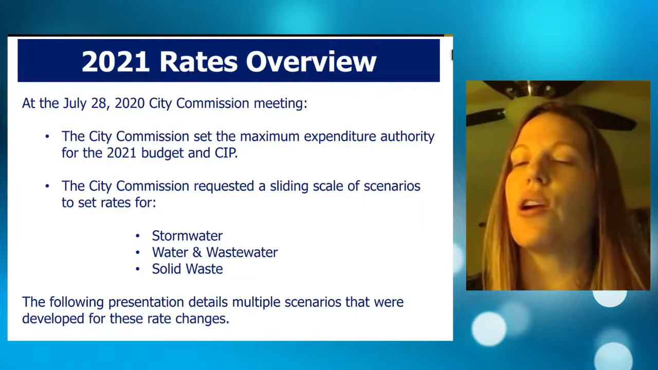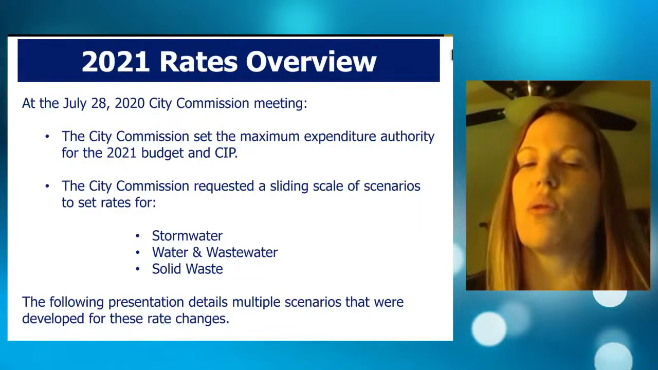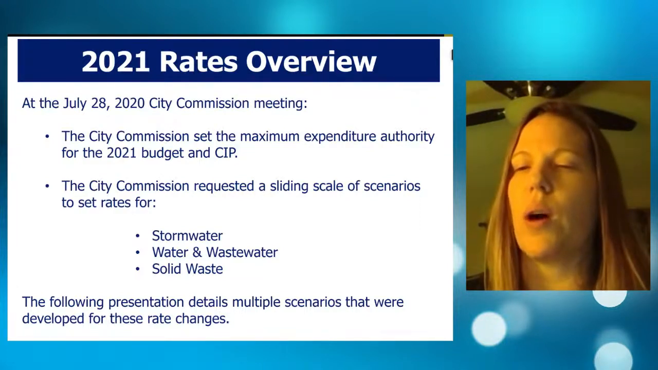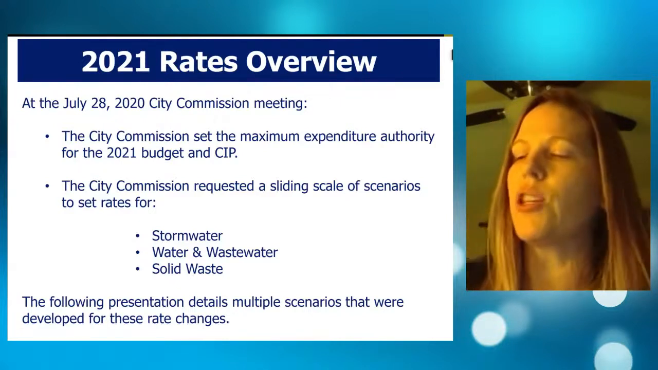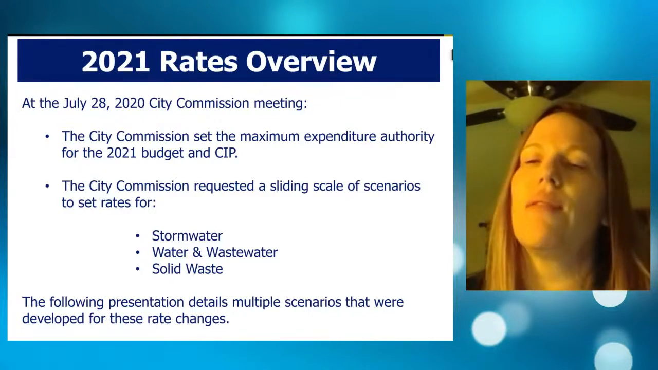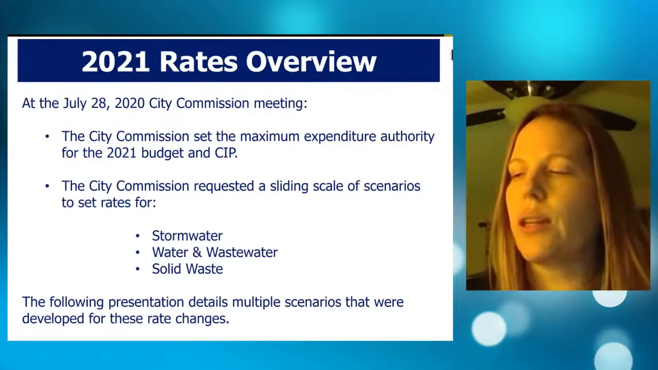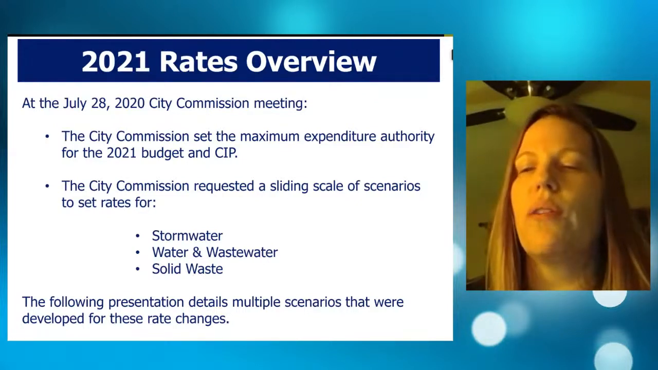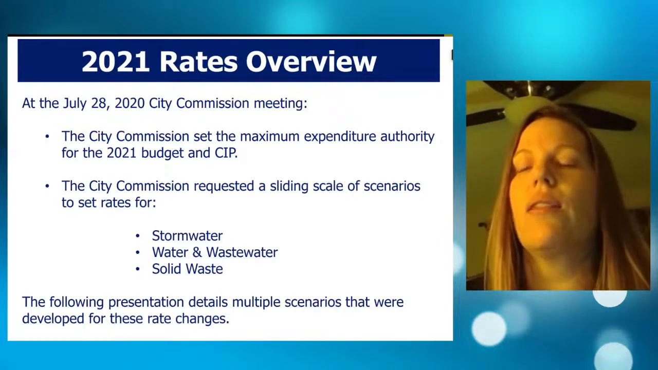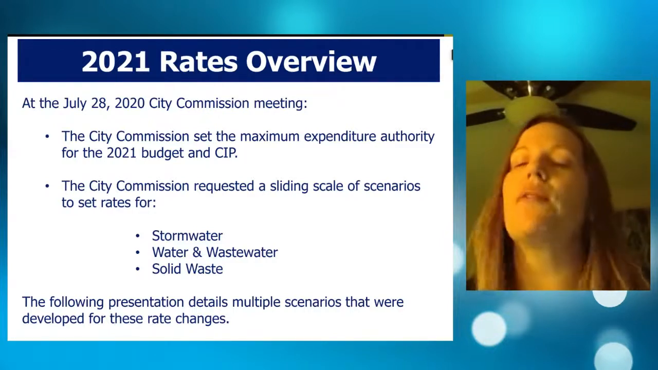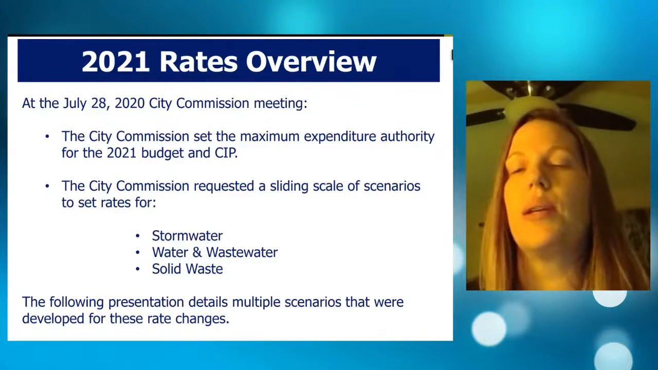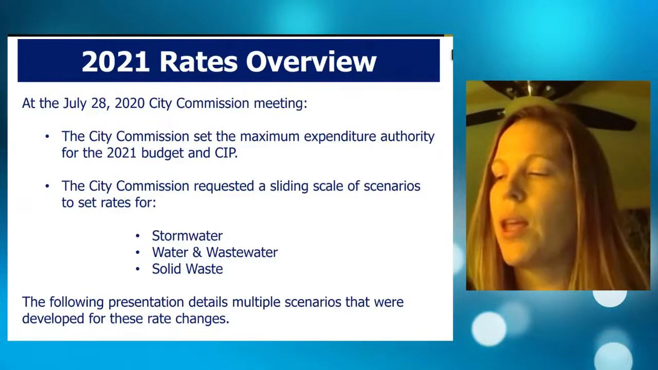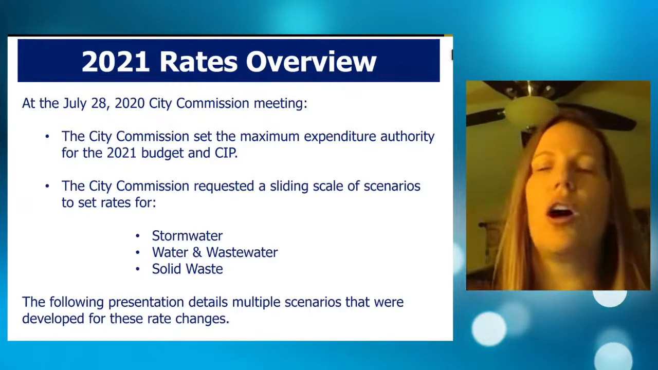And then the committee, including a scale of scenarios to set those rates, wastewater and solid waste. So that is what we're doing today. What we're going to show you are various scenarios for each of those utilities. Each one will include a five-year projection of the CIP, but I would want to be very clear that we are not actually setting any multiple year rates. We're only going to be setting rates for 2021. So we're going to go through all of the scenarios.